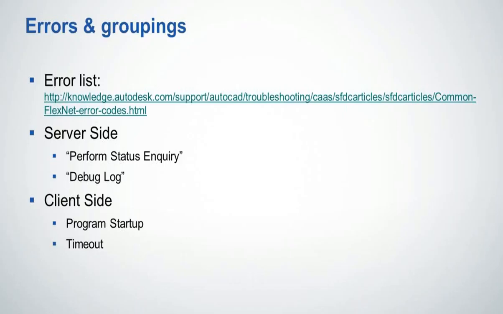On the client side of the equation, license errors will appear primarily during the startup of the program. When you first double-click that icon and it starts to load, whether it's an AutoCAD or a Revit, doesn't matter. But you will also occasionally see them while the program is actually working. These are usually in relation to timeout functions. We'll get to that later.